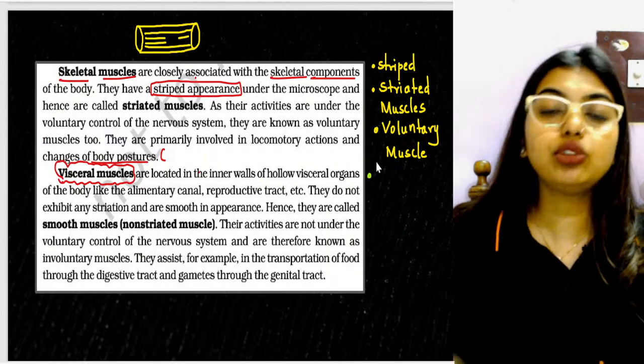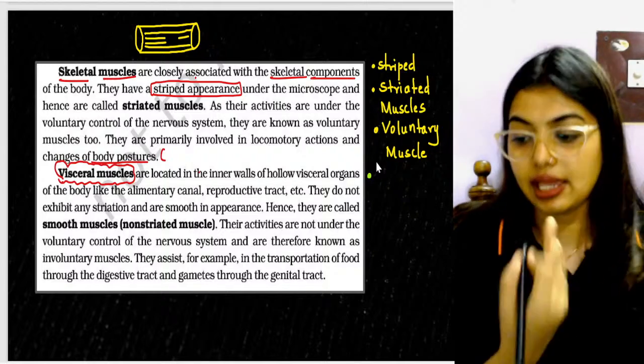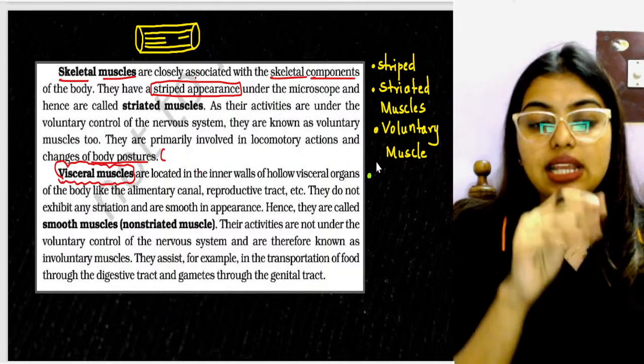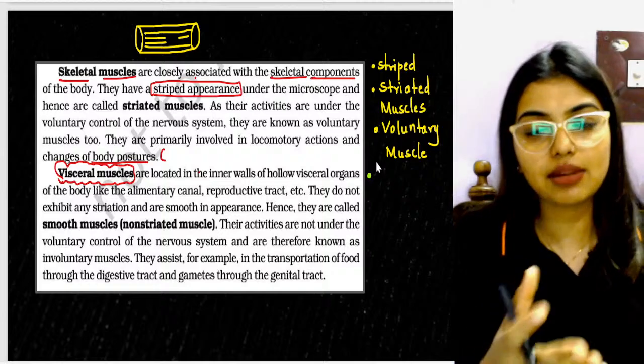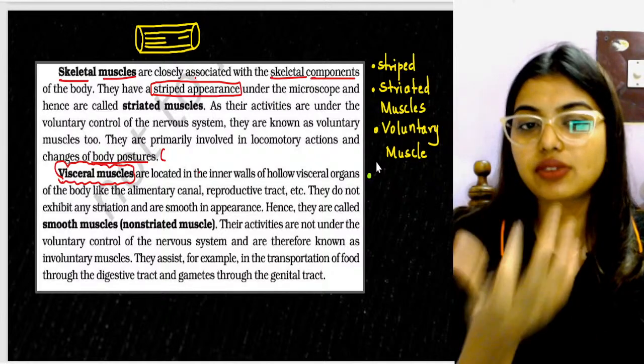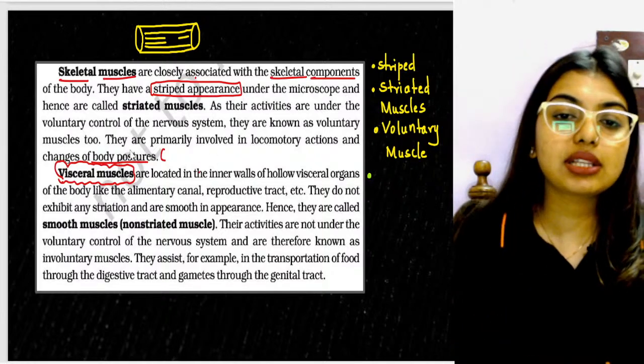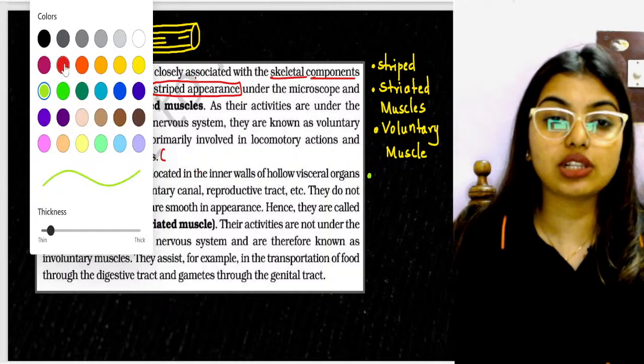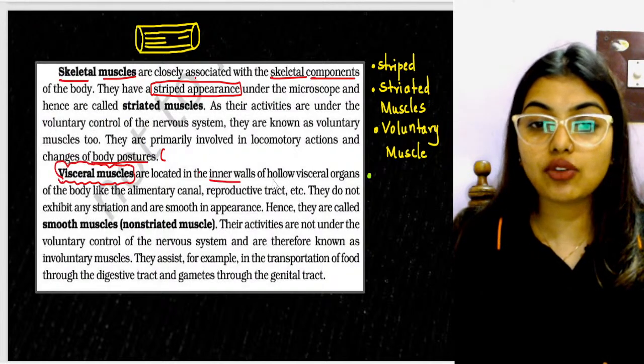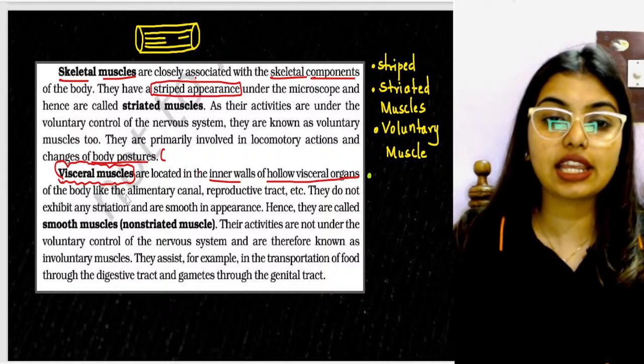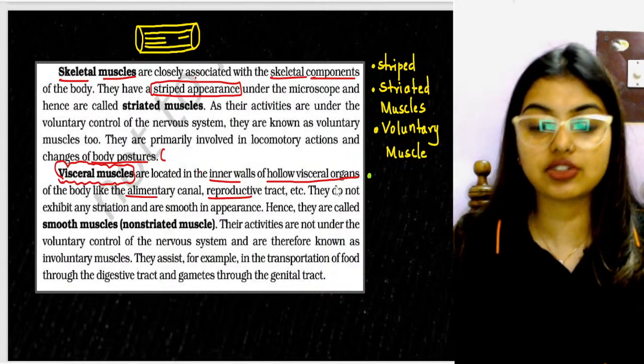See, smooth muscle and visceral muscle are the same, okay? Smooth muscle is lining the visceral organ. Visceral muscle is also lining the visceral organ. That's why we call it visceral muscle. Visceral muscles are located in the inner walls of the hollow visceral organs like your alimentary canal, reproductive tract, etc.